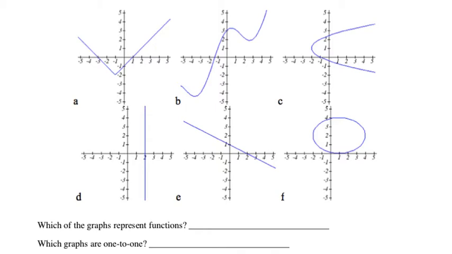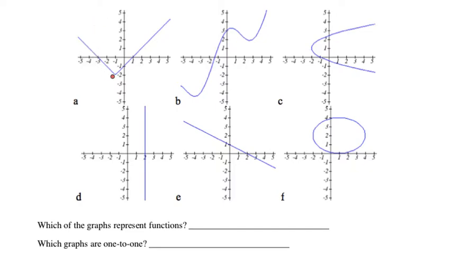In these examples, I'll demonstrate determining which of the relations are functions and which ones may be one-to-one functions. First, I'll start with the vertical line test because that's how we determine whether a relation is a function or not.